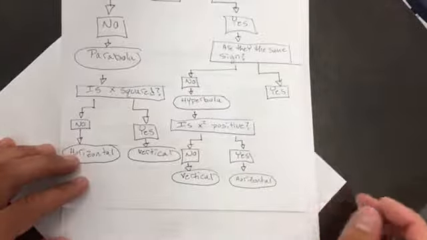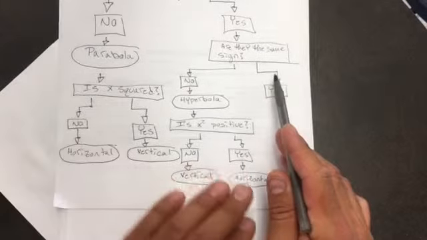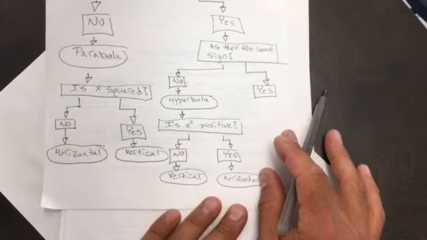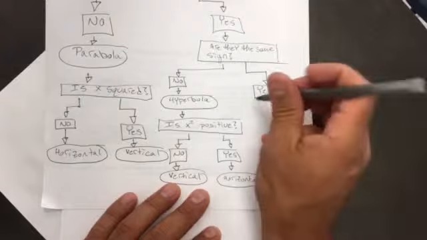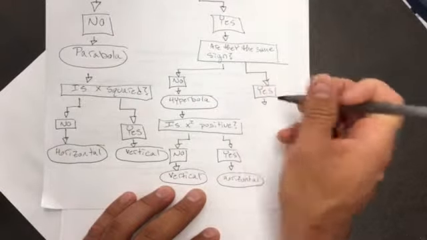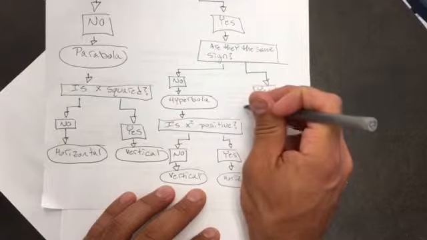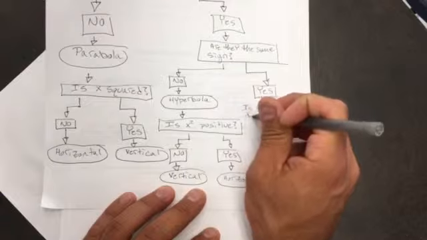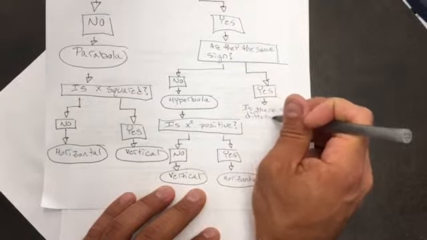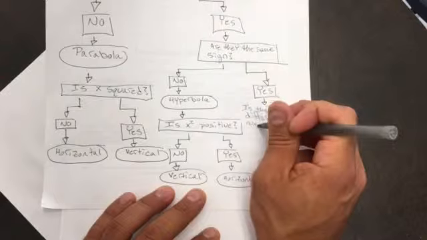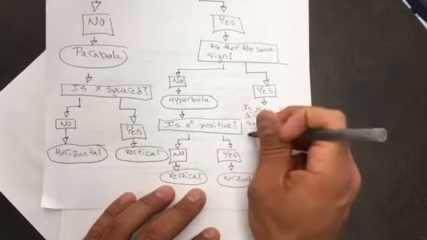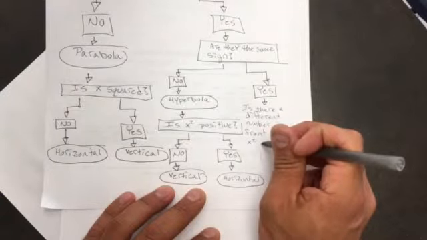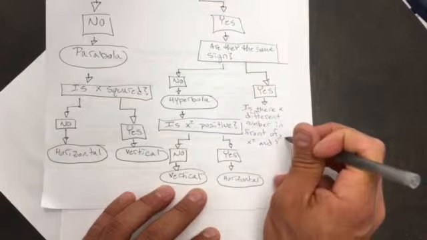Whoops, I'm off the screen. Then we got to come back up here. Are they the same sign? The answer was yes. So if they're the same sign, it either has to be an ellipse or a circle. So then we're going to ask ourselves, is there a different number in front of x squared and y squared?